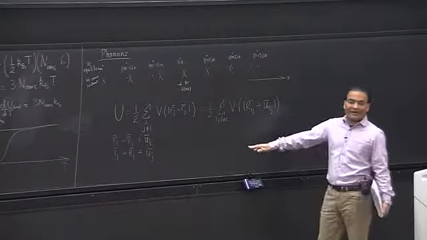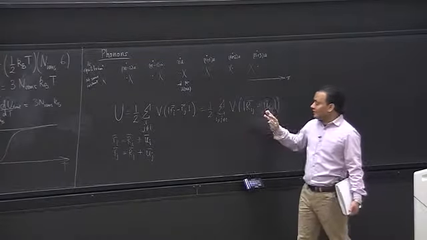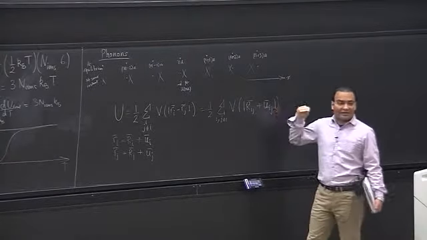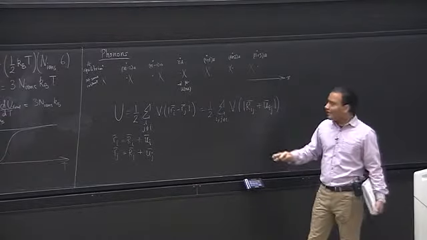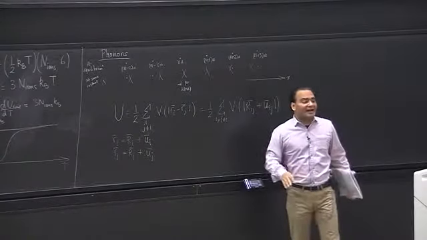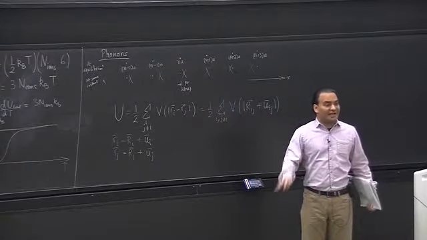So let's simplify the calculation. We are going to assume that the ions are only moving along the x-axis. It's a one-dimensional lattice, and they're only interacting with their nearest neighbors.